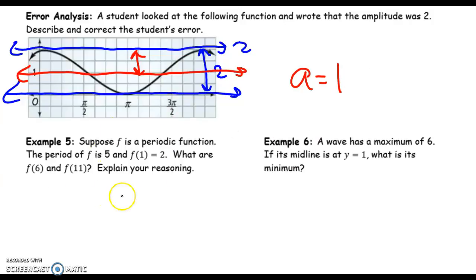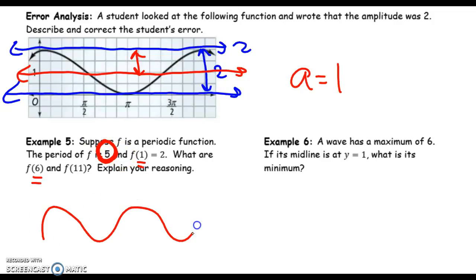These last two here on this page are looking at just the idea of a periodic function and the fact that it repeats. So suppose f is a periodic function. If the period of f is 5, f of 1 is 2, what's f of 6 and f of 11? Notice f of 1 was given, and then I went to f of 6. That's a difference of 5, which is my period.